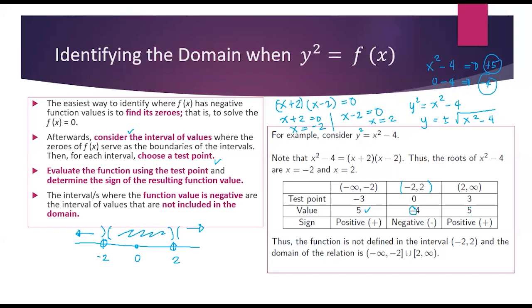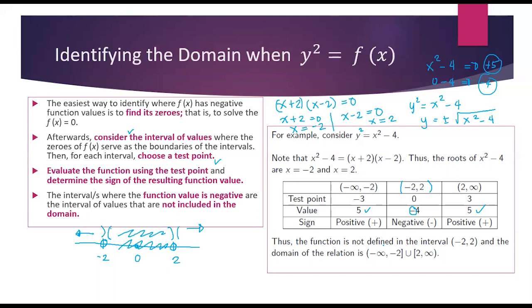Okay, and then if I have, let's say, positive 3 here for the next value of x, this one will give us again positive 5. So again, we are avoiding a negative number. We have a negative number here, so meaning that we're going to exclude the interval between negative 2 to 2.